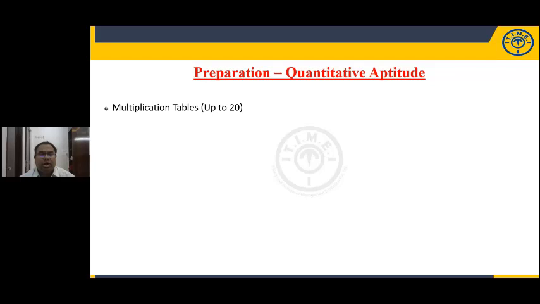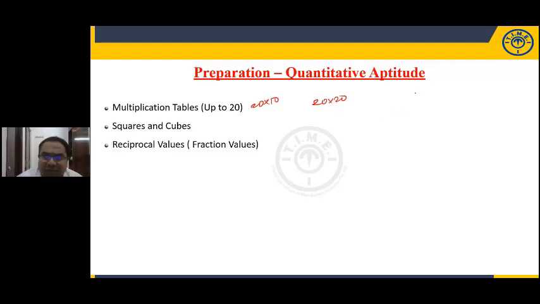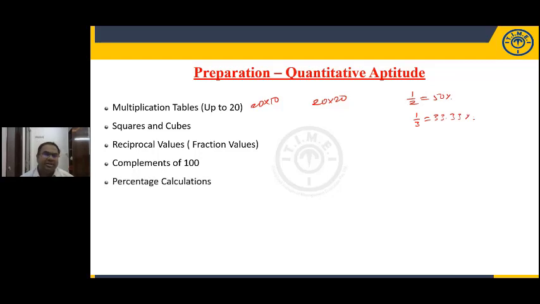So we look at preparation. All of you should be thorough with multiplication tables up to 20, preferably 20 into 20, or at least 20 into 10 multiples is compulsory. Squares and cubes, reciprocal values. That's fraction values. You remember 1 by 2, you know this, right? 50%, 1 by 3, 33.33%, and so on. Complements of 100: 99, complement 1; 98, 2; 72, 28. How much we should add to get the nearest 100? This will help you in additions and subtractions.